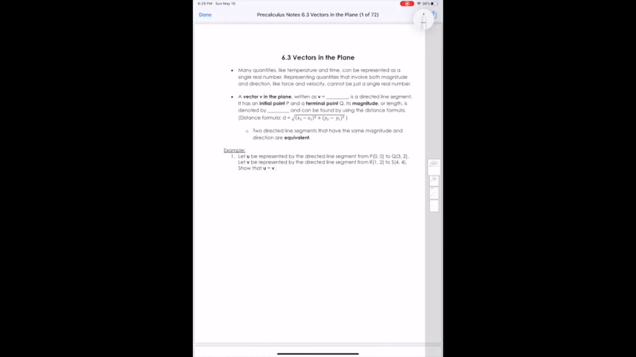Hello, we are doing lesson 6.3, vectors in the plane. It starts off saying many quantities like temperature or time can be represented as a single real number. Quantities that have both magnitude and direction, like force and velocity, cannot be just a single real number. So this is kind of physicsy.